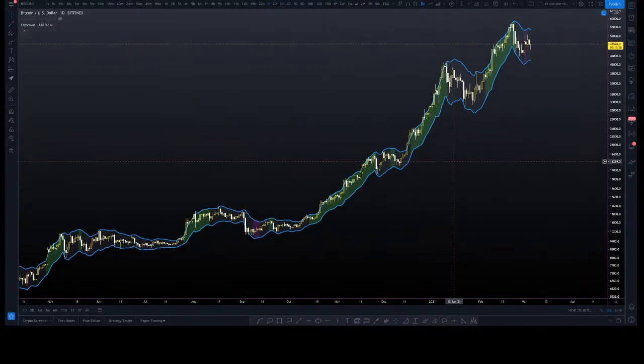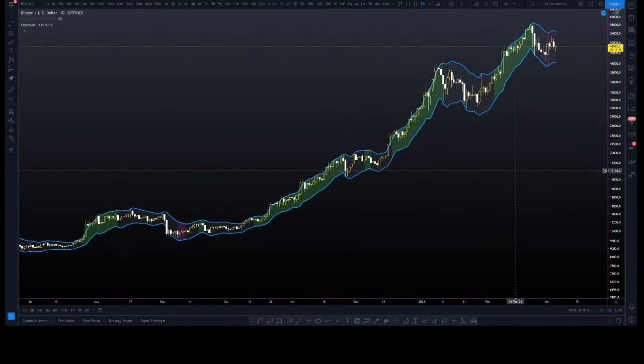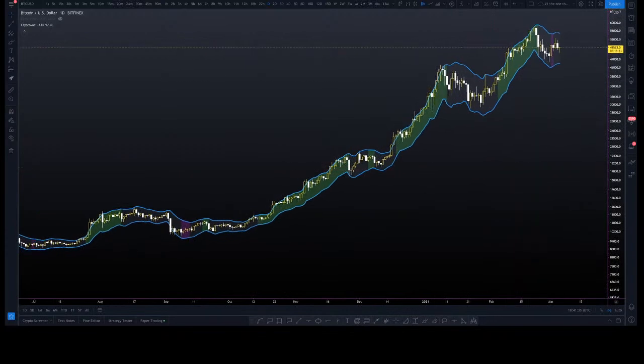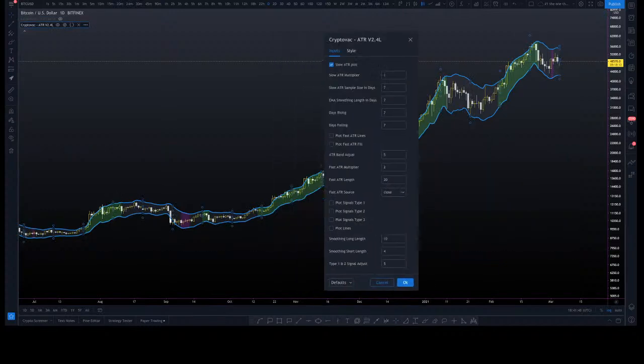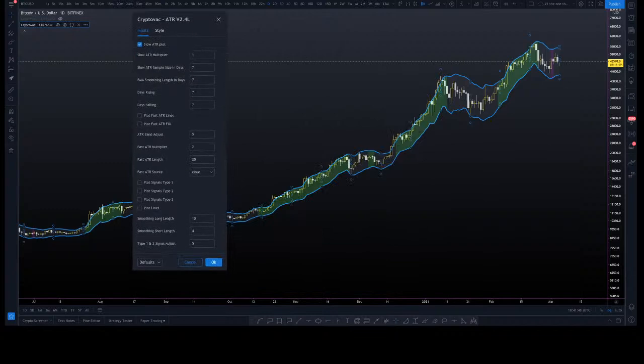All right, we're gonna start with the slow ATR. Okay, so how do I get the slow ATR? I went into settings. And in your settings, you're gonna see slow ATR plot, your plot fast ATR lines, your plot fast ATR fill, and all the other rest, right? So all you want is the first one. So we turn that on.